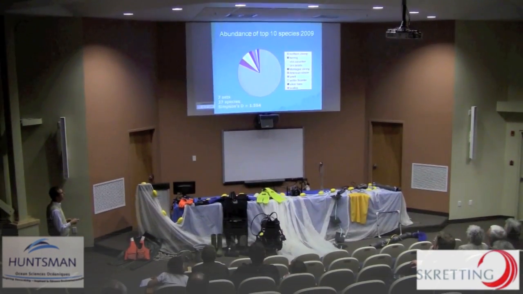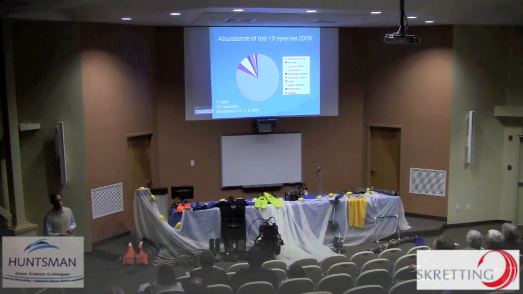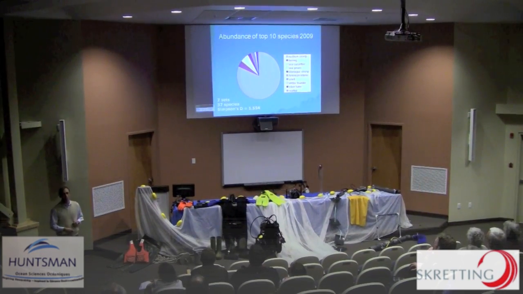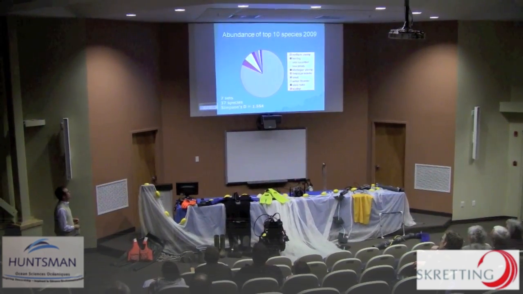This is 7 sets. We only caught 37 species, and our Simpson's diversity index was about 1.5. Really, staying not very diverse, guys.